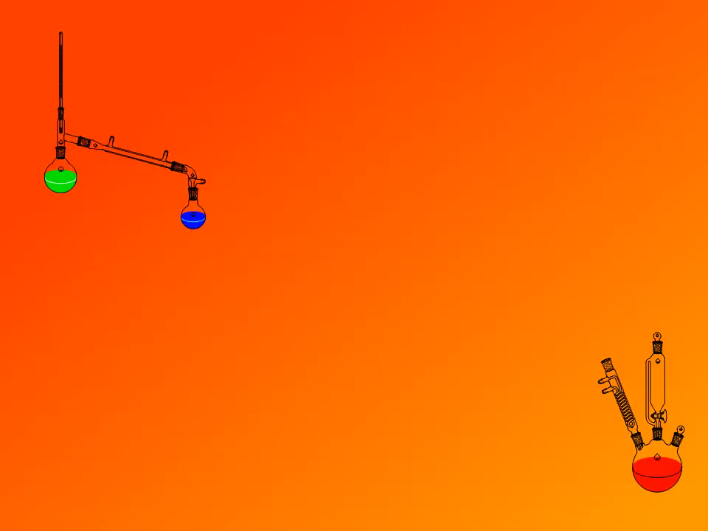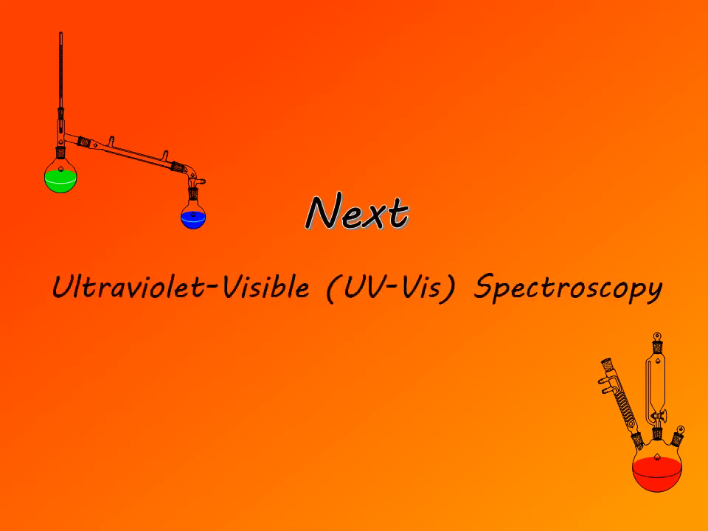This completes our study of mass spectrometry, and next we are going to look at ultraviolet-visible or UV-vis spectroscopy.